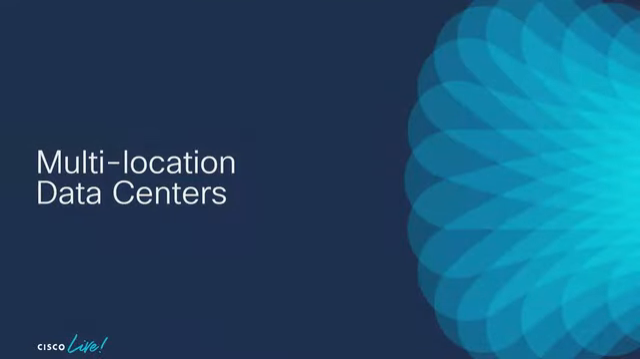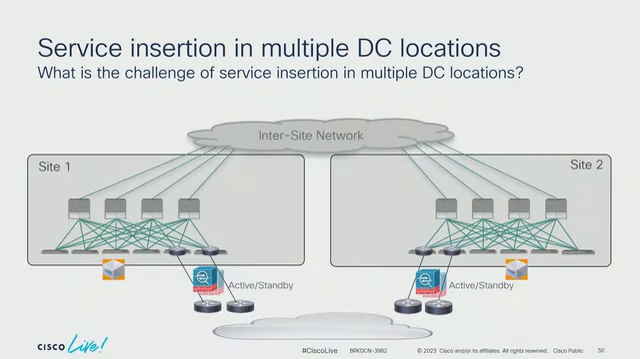So this is the last topic today, multi-location data center. Let me first explain what the typical general challenge is, regardless of ACI or not. Imagine you have site 1 and site 2, with independent active standby firewalls in each site, and subnets are stretched.